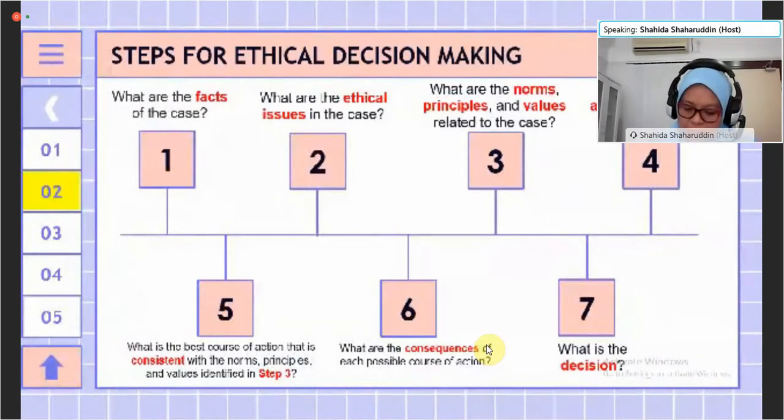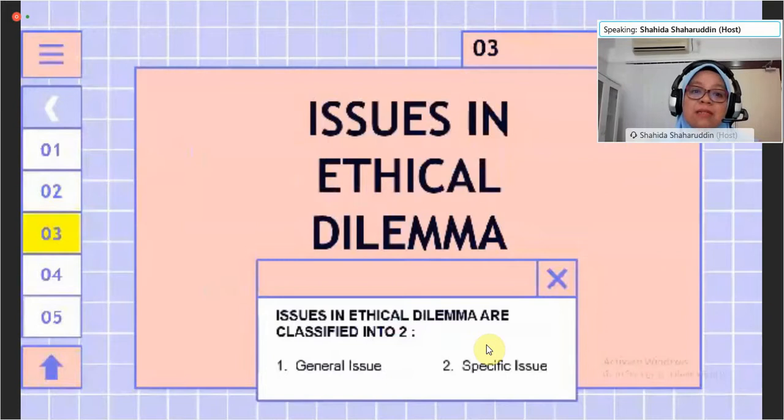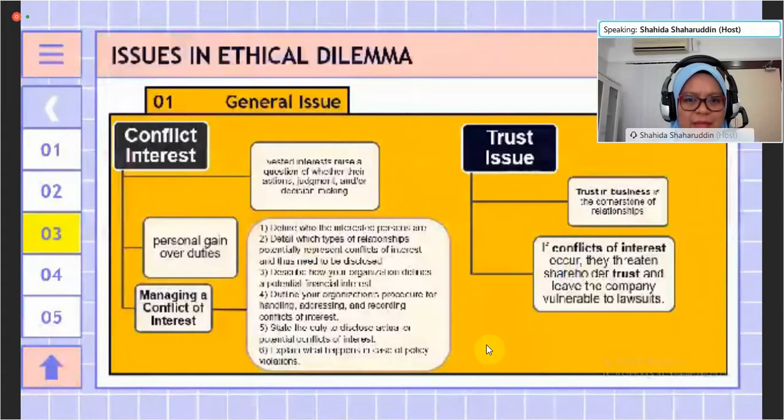And I also like the explanation on how you separate the ethical issues between general and specific. Like Utayan said just now, he expected you to explain more on the general. Can I see the slide for the general issue? Yeah, there are 6. Next slide. This one, conflict of interest, managing a conflict of interest. Utayan said he expected you to explain these 6 steps, but never mind. If you explain the whole step, it will take a longer time.